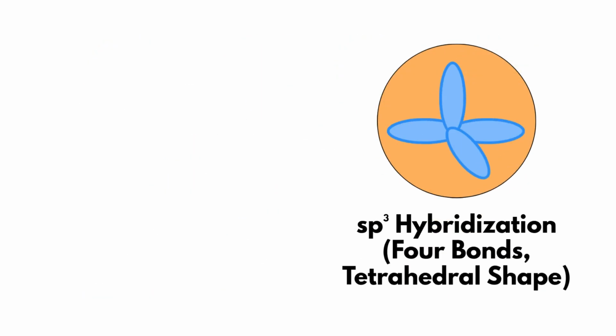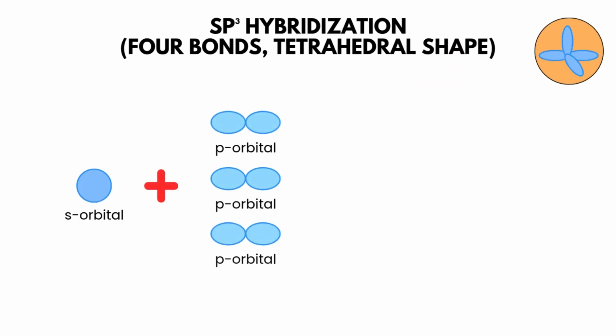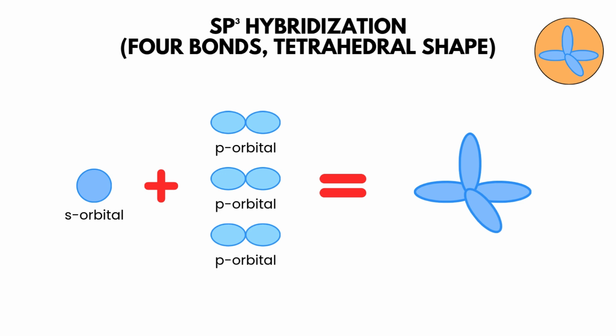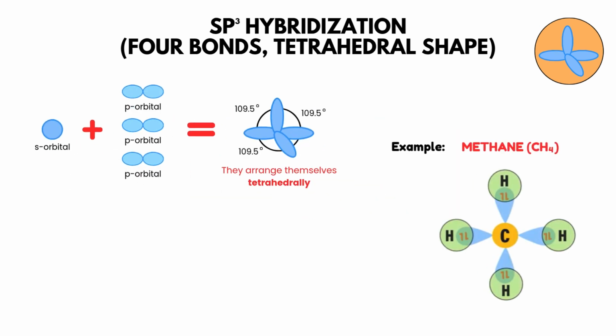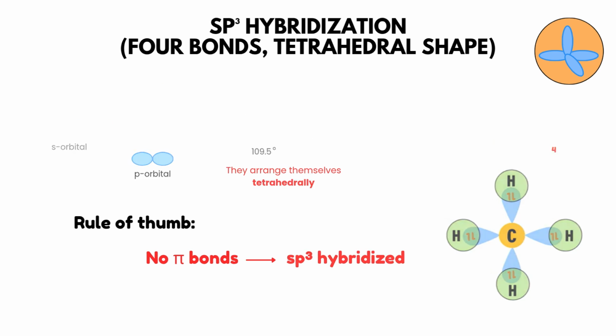sp3 hybridization, 4 bonds, tetrahedral shape. Here, 1 s and 3 p orbitals mix to create 4 sp3 hybrid orbitals. They arrange themselves tetrahedrally, 109.5 degrees apart, the perfect spacing for minimal repulsion. You'll see this in methane, CH4, and other single-bonded, sigma-only molecules. Rule of thumb: no pi bonds, sp3 hybridized.